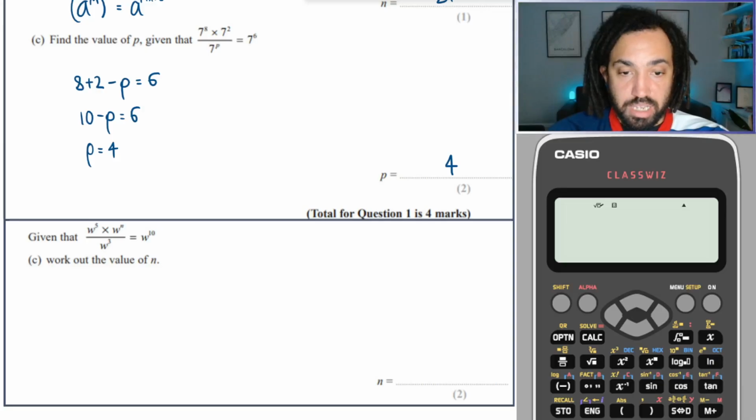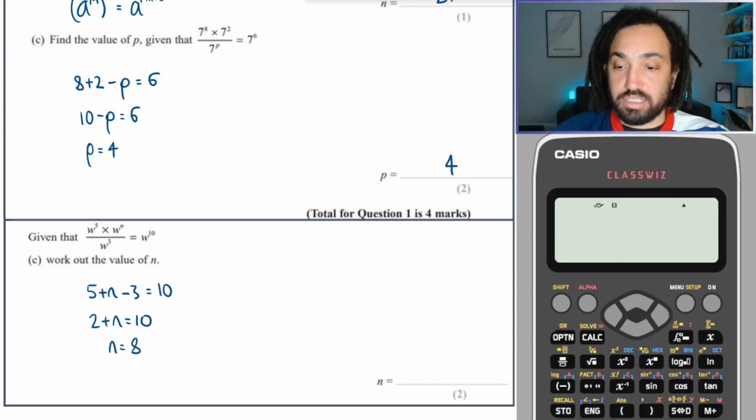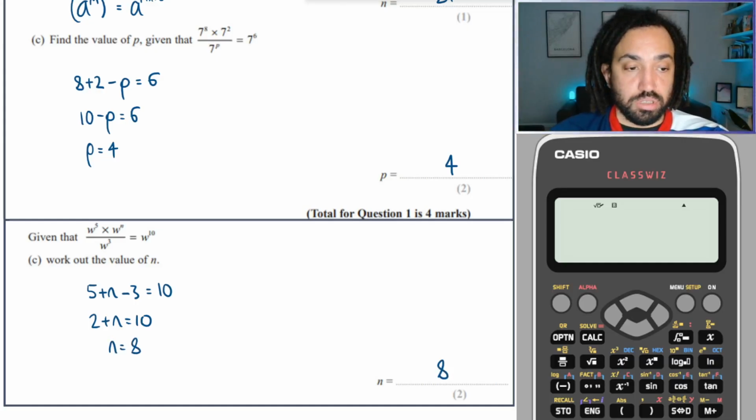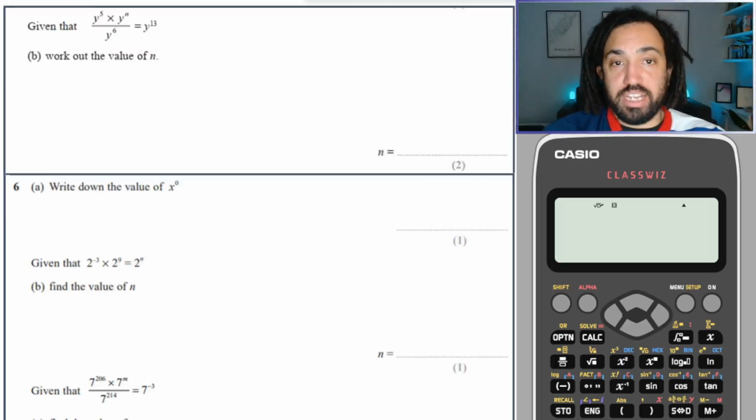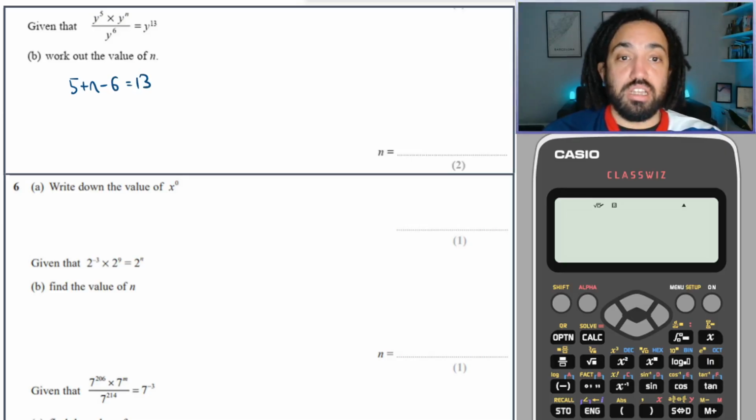Okay, next one, we have 5 plus n on top, we add the powers, and then we subtract 3, because when we divide we subtract the powers, and that equals 10. 5 minus 3 is 2, so that's 2 plus n equals 10, so n is equal to 8. Bosh.